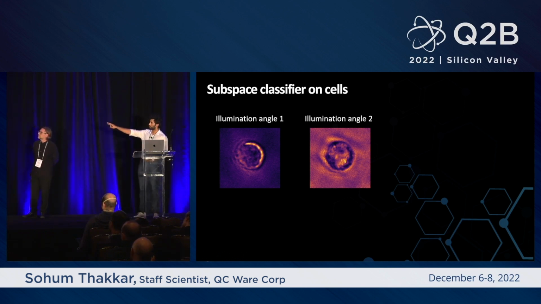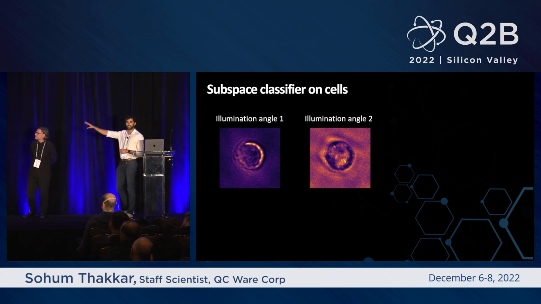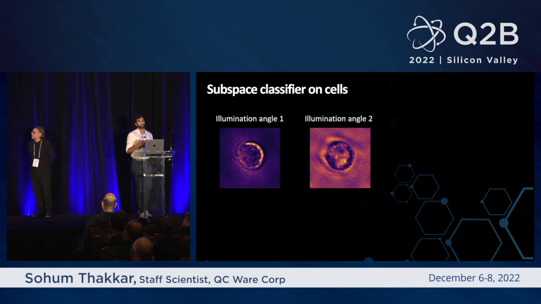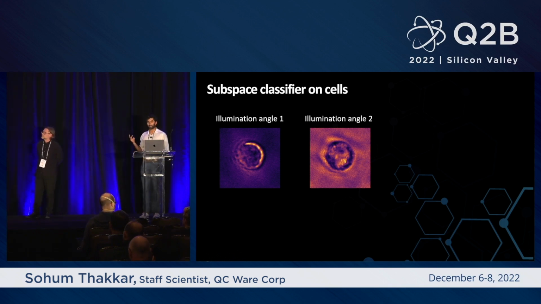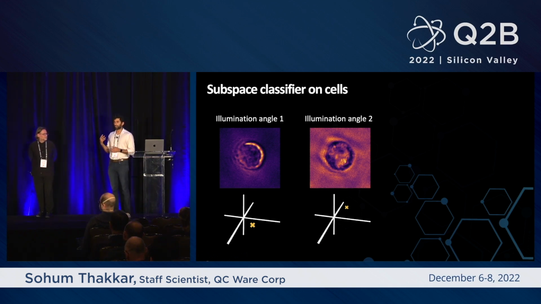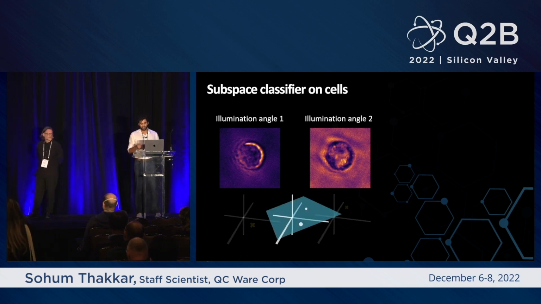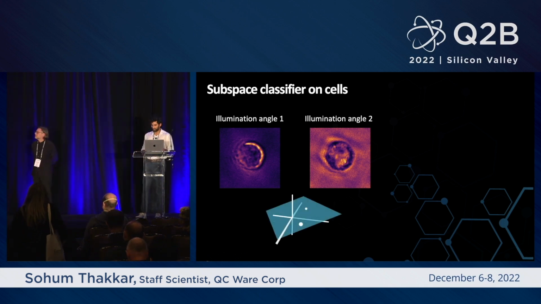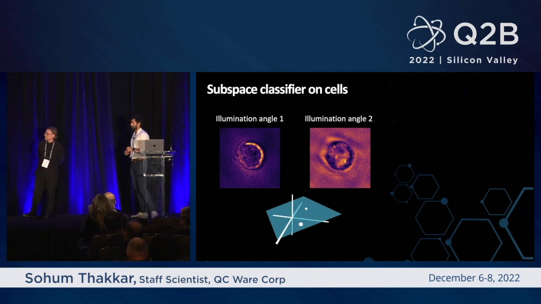So here we have 2 images. Both of these are of the same cell, but they're illuminated from different sides. And normally, in a data science pipeline, you might take both of these cells to be individual data points. But in this new method, we treat these data points in a joint representation called a subspace. So these are individual data points, but instead we're treating them like a subspace.